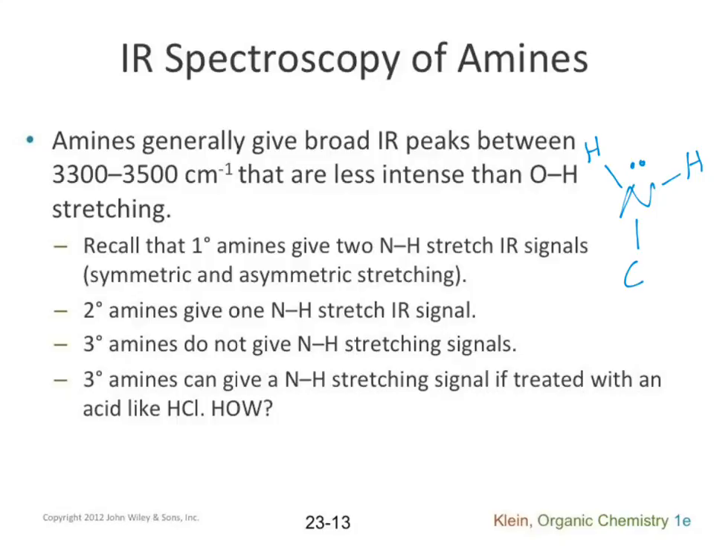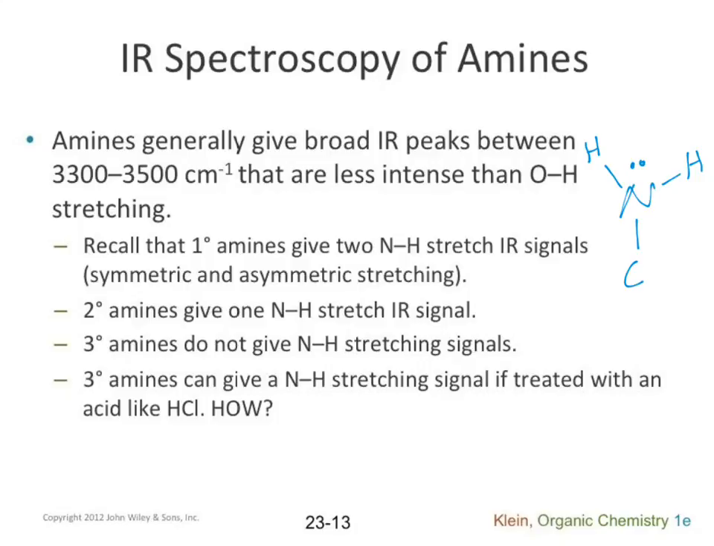So IR is all about bond vibration. With 2 hydrogens, you can get symmetric stretching, where they're both going the same general directions, or asymmetric stretching. Those two different stretching modes generate those two peaks. Because it's still a nitrogen-hydrogen bond that's stretching, that's why you see them in that range. So if you have a primary amine, look for something in that alcohol range, about 3,300, and look for two peaks. They can be sharp or broad.